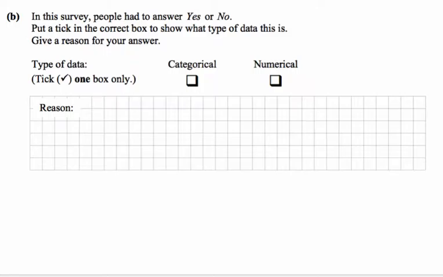Part B, in this survey people had to answer yes or no. Put a tick in the correct box to show what type of data this is. Give a reason for your answer. So the type of data, is it categorical or numerical? Well, if the answers were yes or no, that's clearly not numerical. It's not numbers, so it's categorical. And the reason is the answers are not numbers.